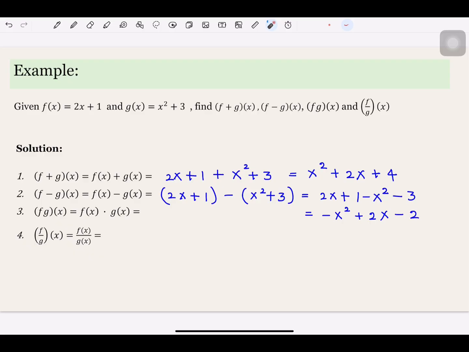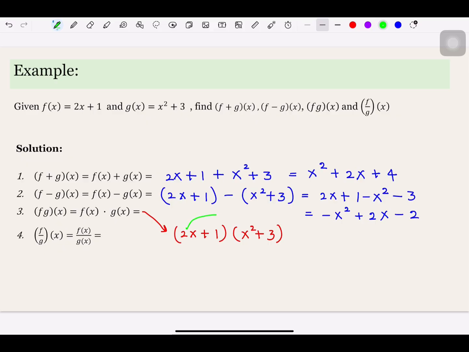Now let's take the product of these two functions. I'm going to use a different color to get the product, which means you have to multiply these two functions together. So you have to multiply 2x plus 1 by x squared plus 3. Now let's multiply these two terms.